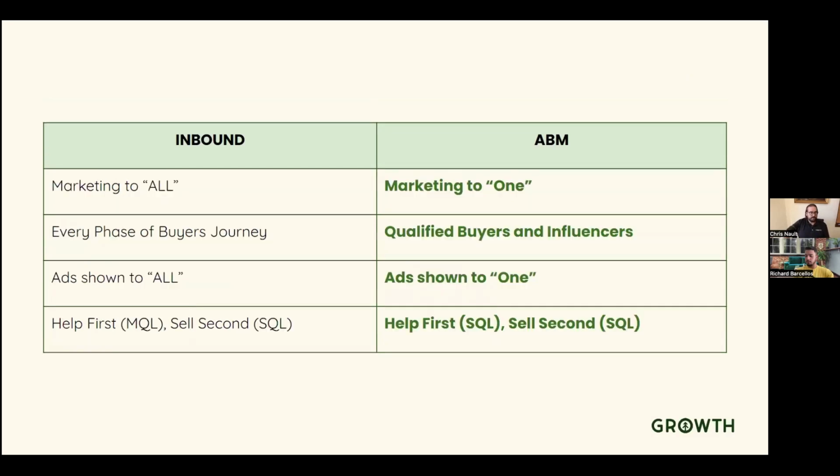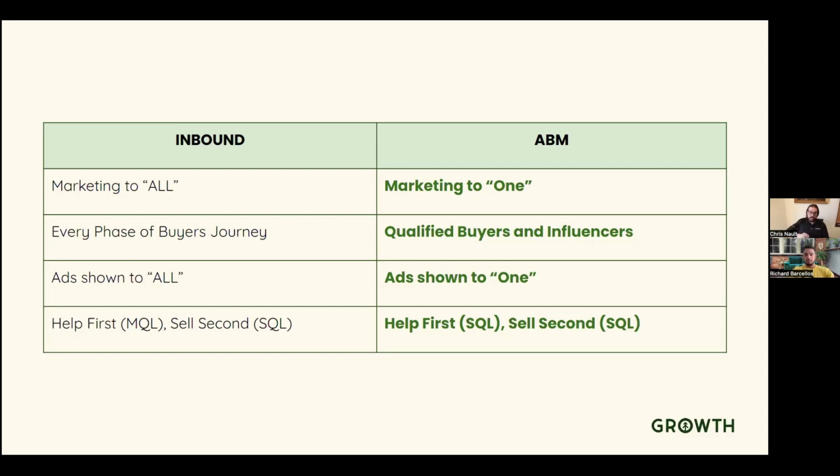So what's the difference? With inbound, we're talking about marketing to all, and all is the total addressable market. Whereas with ABM, you're able to market to one individual person or multiple individual persons at one company.